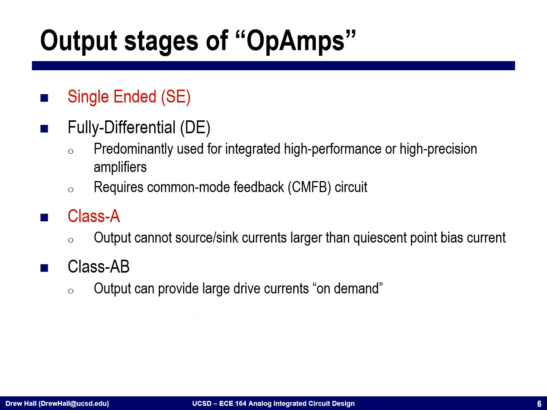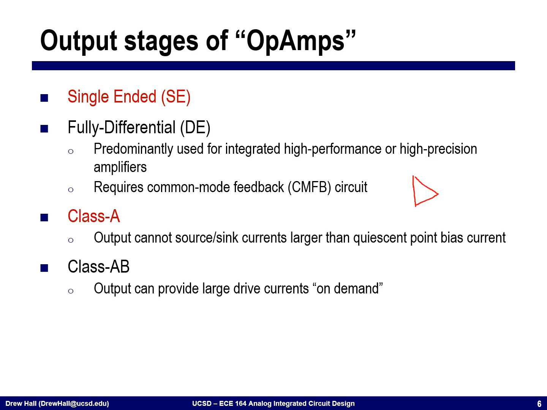All right, so in terms of the output stages of amplifiers or op amps, conventionally, I would say that we're most used to a single-ended output. That is, we have one output and that output is relative to ground. With integrated circuit amplifiers, you're going to find that more often than not, we're going to have what's called fully differential outputs. Fully differential outputs means that we're not taking the output relative to ground, we're taking the output relative to another signal.